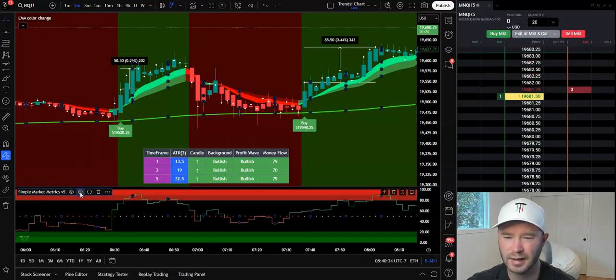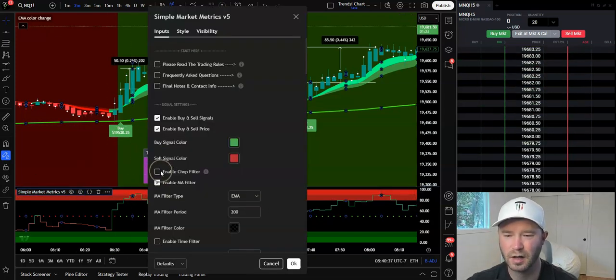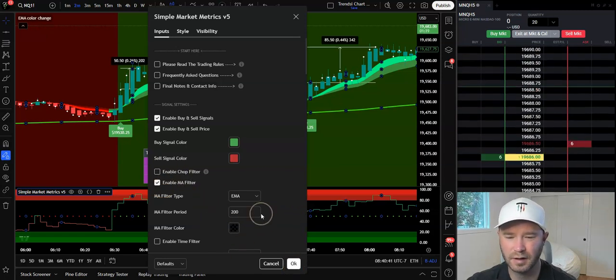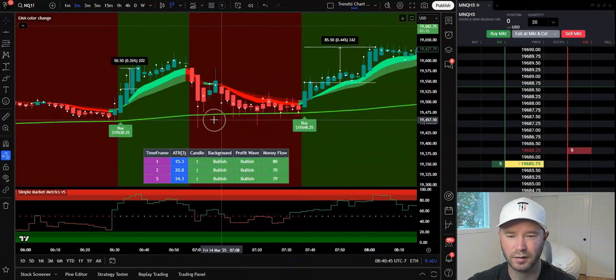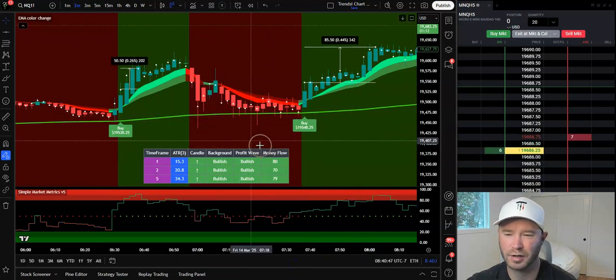I'm going to show you guys the settings here. If you guys are new to this as well, put your MA filter on and your chop filter off. These are the settings that I love. Put your MA filter set to 200. That is literally just this line right here showing bullish or bearish activity.